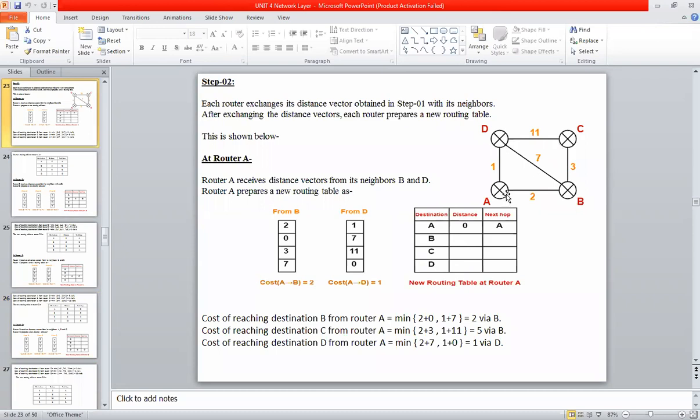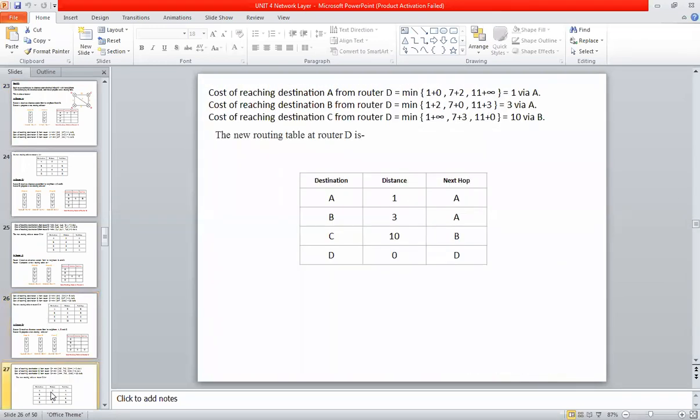Is there a direct connection from C to A? No. So D to C 11, C to B 3, B to A 2, that becomes 16. So we consider that as infinity over here. Similarly, you have to write for all the remaining. The minimum is 1 here, and here the minimum is 3, and here the minimum is 7 plus 3, that is 10.